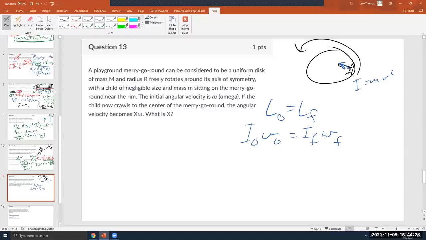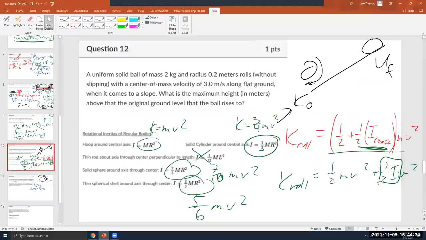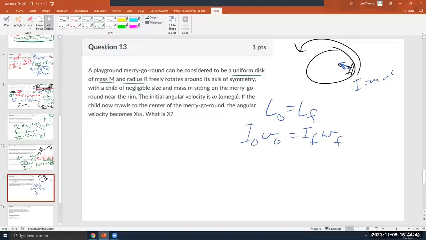Our initial rotational inertia: we have a uniform disk with a mass M and a radius R. For a uniform disk, there is something else we need to review. A uniform disk is also a solid cylinder, so it's also 1/2 MR². So we have 1/2 MR².